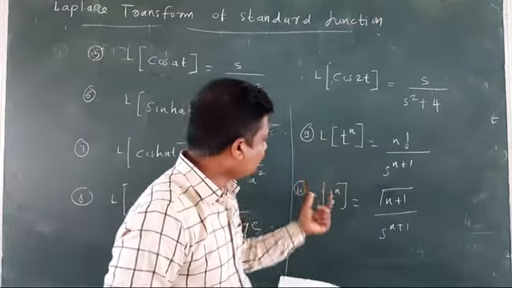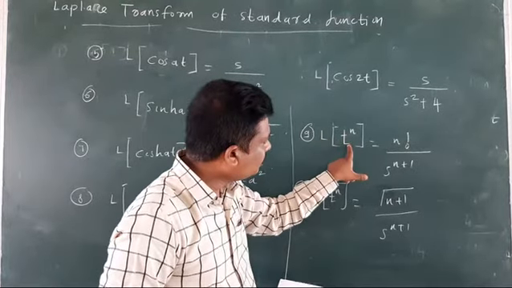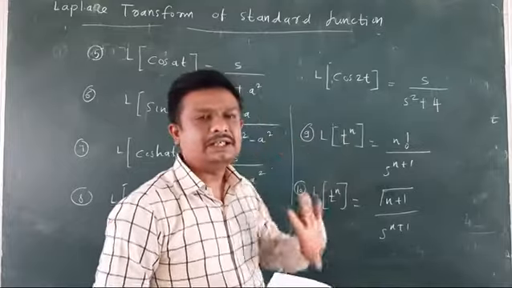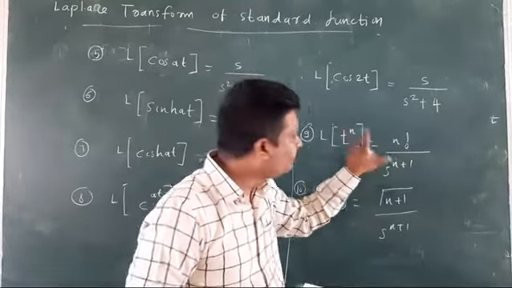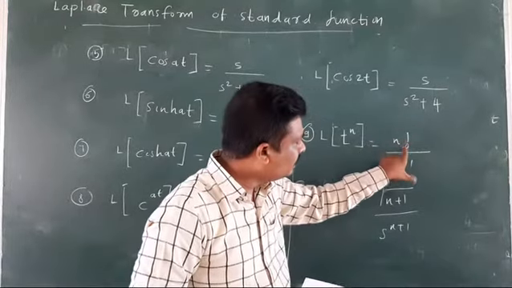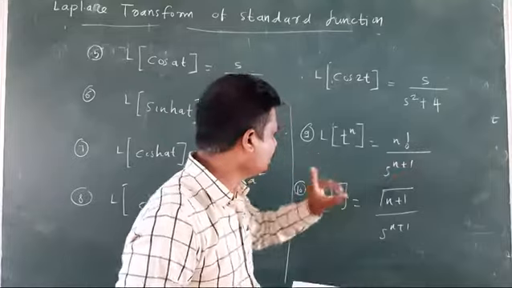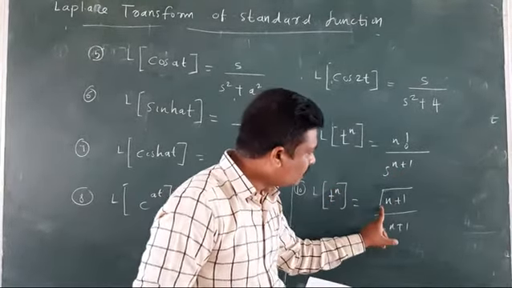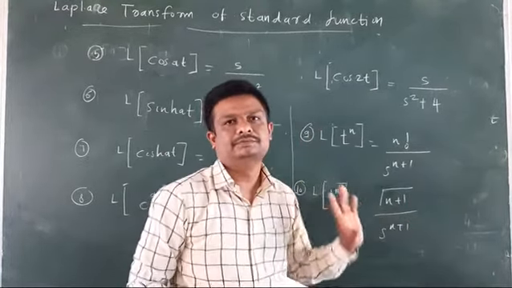So formula number 9 and 10 are the same. The formula number 9 is Laplace transform of t to the power of n, where n is any positive integer. If n is any positive integer, then the formula is like this: n factorial upon s to the power of n plus 1. If n is a rational number, then the formula is gamma of n plus 1 upon s to the power n plus 1.